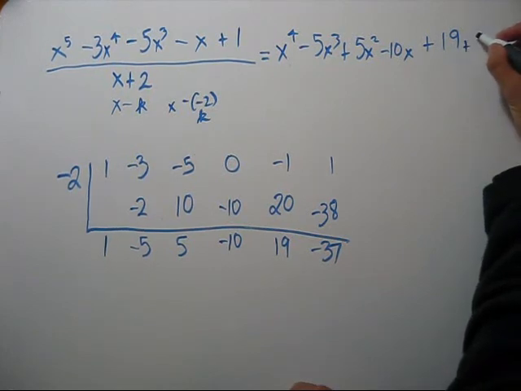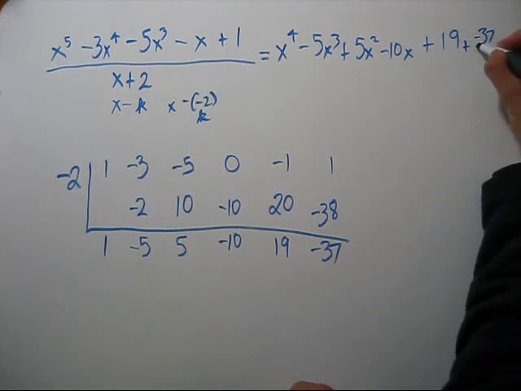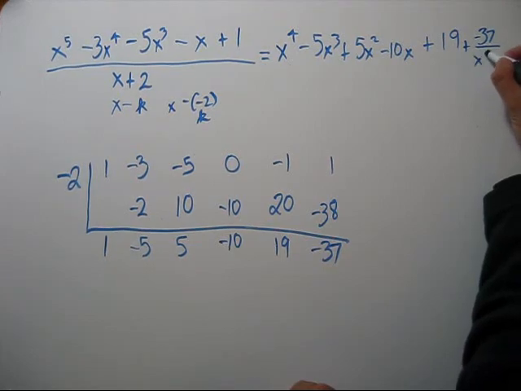plus our remainder, negative 37 over x plus 2.